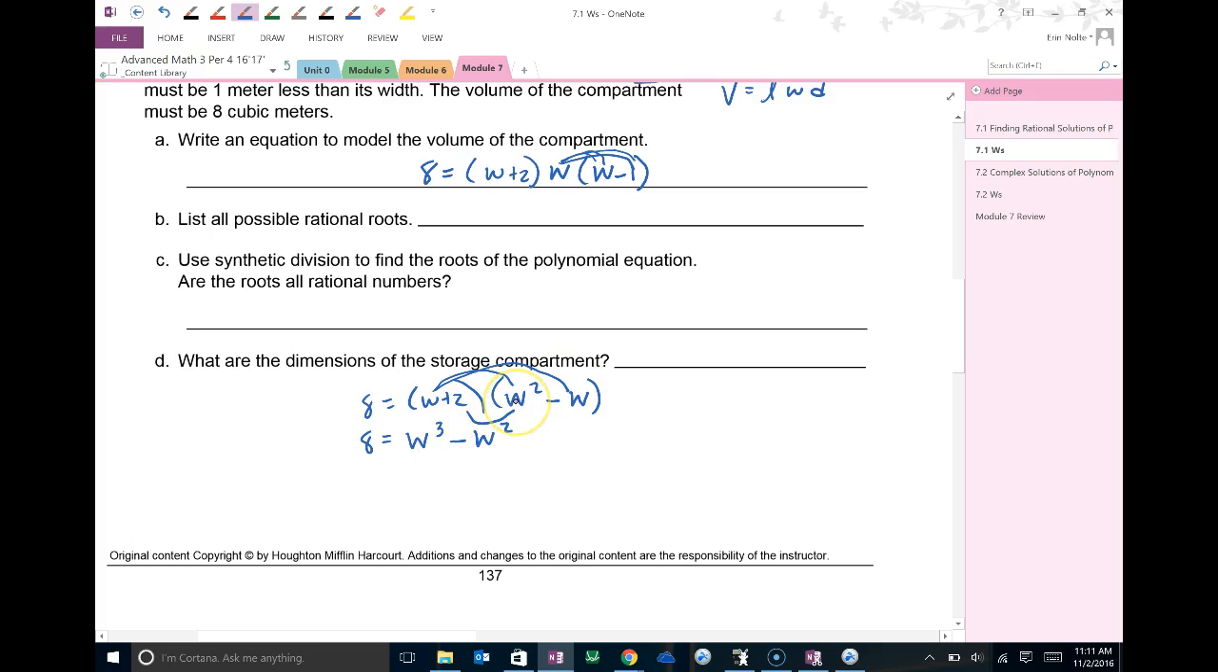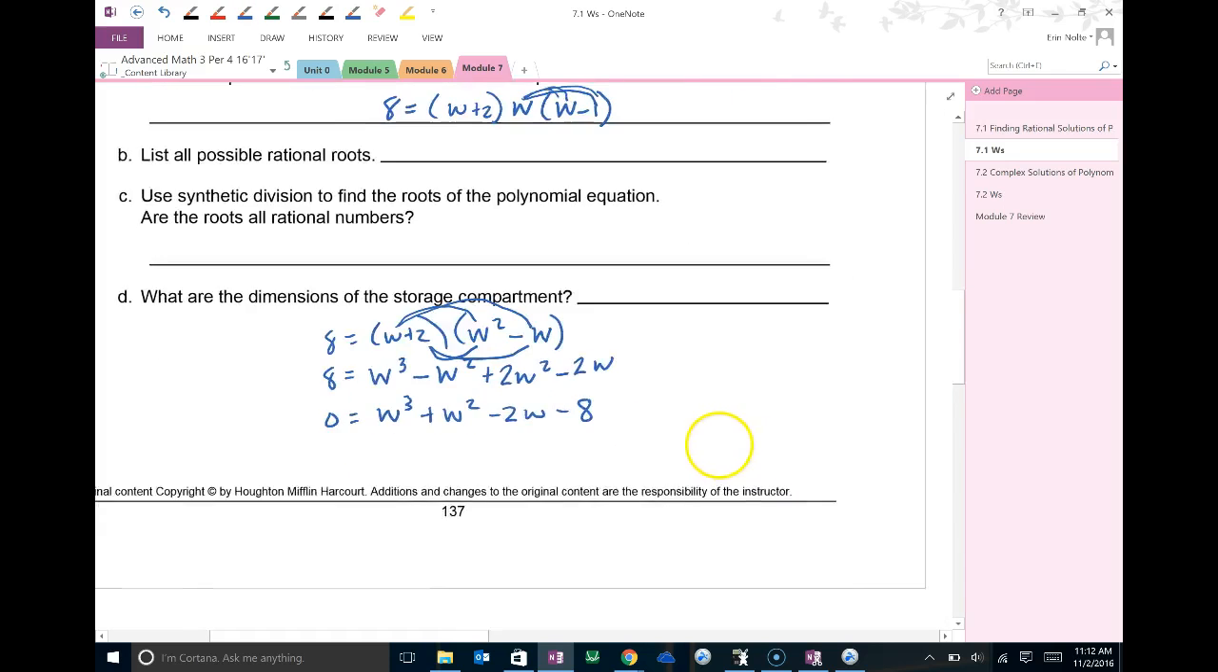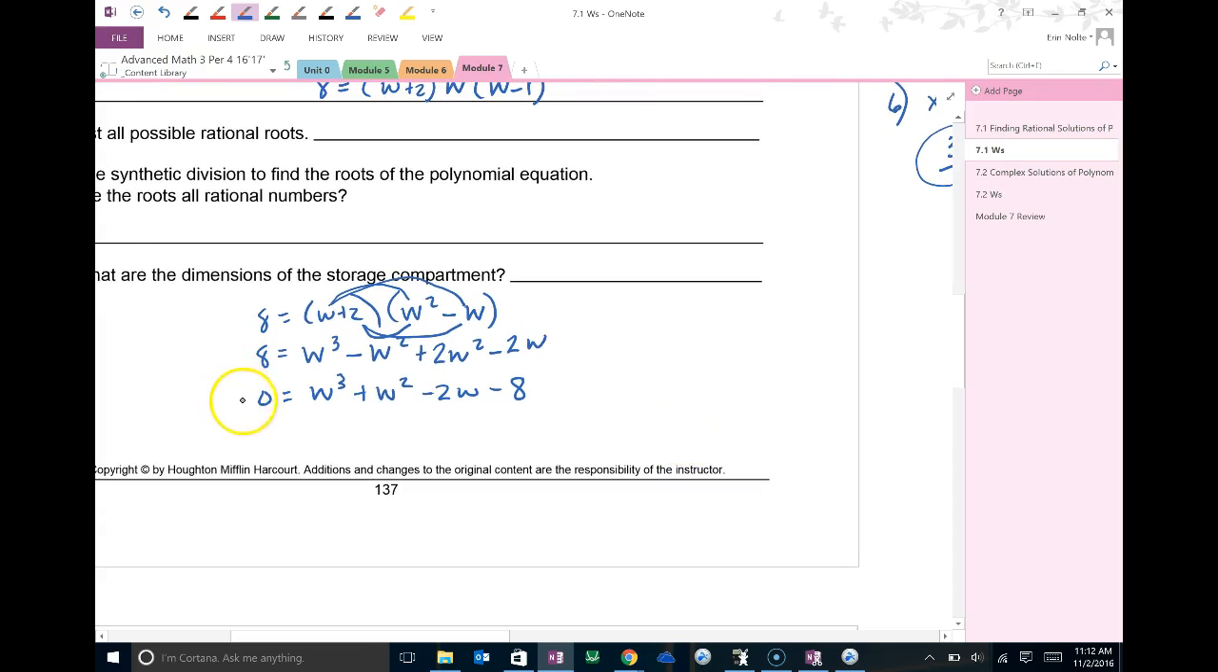And 2 times w squared? 2w squared. And what's 2 times negative w? Negative 2w. So is it okay if I combine like terms and also subtract the 8 all in one step? You guys good with that? So I get w cubed plus w squared minus 2w minus 8. Good there? So here is the equation that I have to solve.